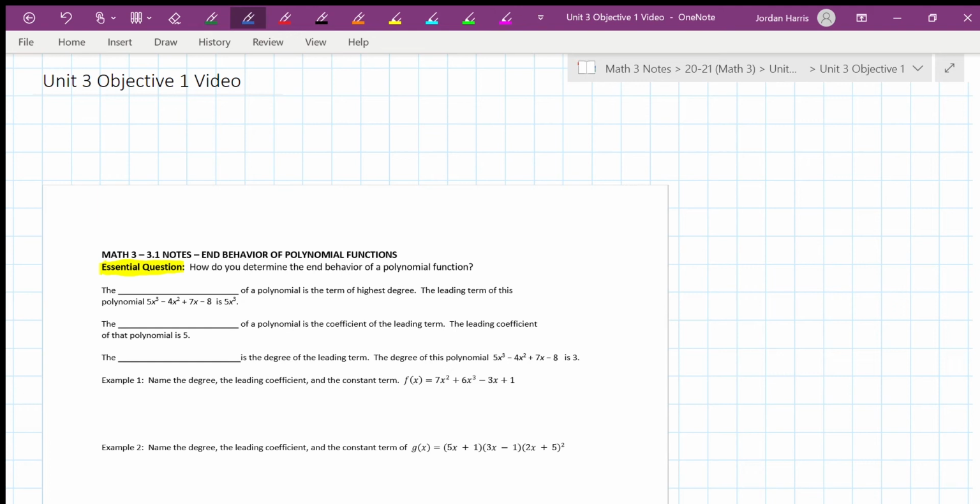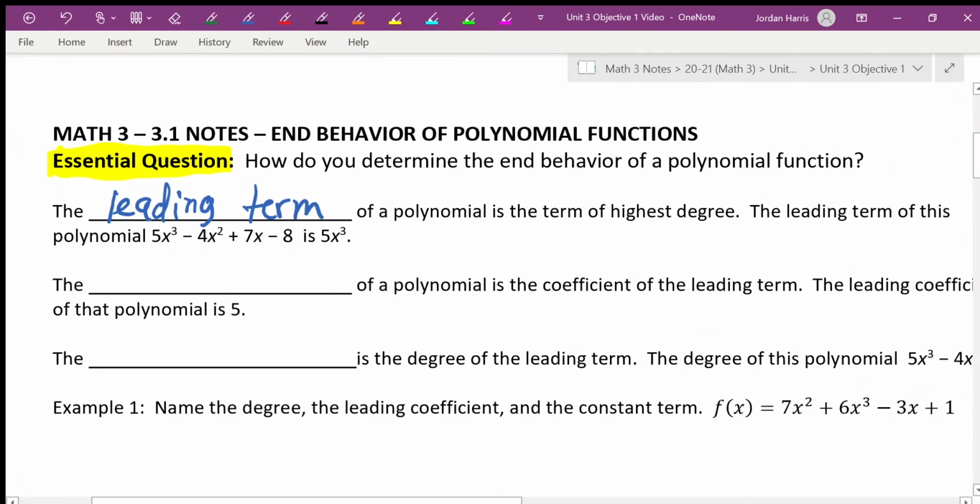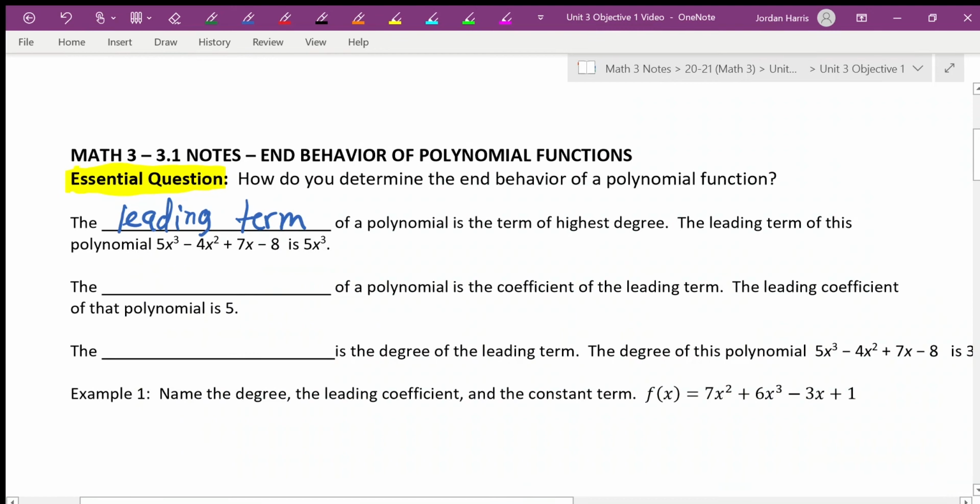The leading term of a polynomial is the term of the highest degree. The leading term of this polynomial is 5x cubed. The leading term of a polynomial is the term of highest degree. Okay, so the degree is an important term that we'll talk about in just a second.